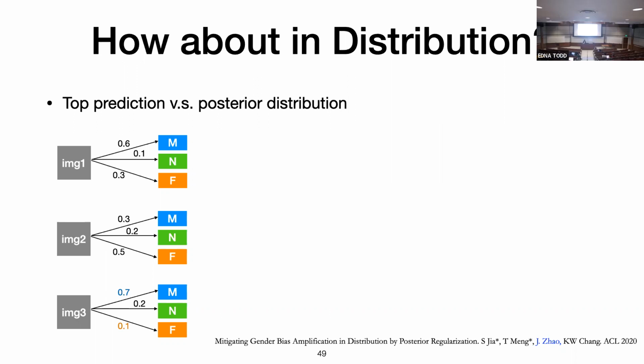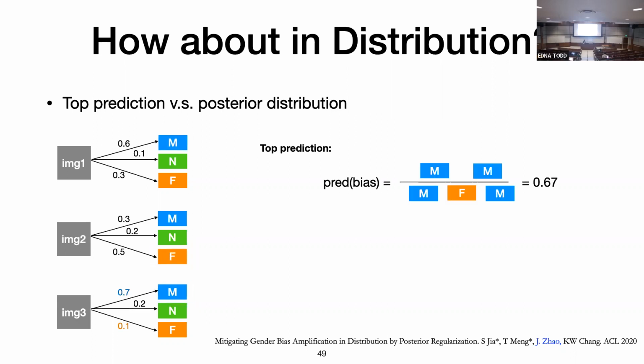But things become more complicated when we consider the probability. The first question is, how can we calculate the bias from the distribution perspective? I'll give you an example to illustrate the idea. Consider 3 images with a particular activity like cooking. For the first image, the agent being male is predicted with probability 0.6, neutral is 0.1, and female is 0.3, and so on for the other images. When we consider the top prediction, we need to pick the prediction with the highest probability. In this case, the bias in the prediction is 2/3.